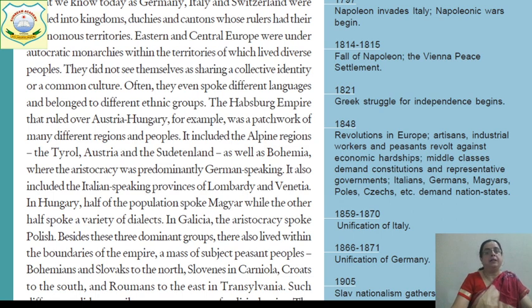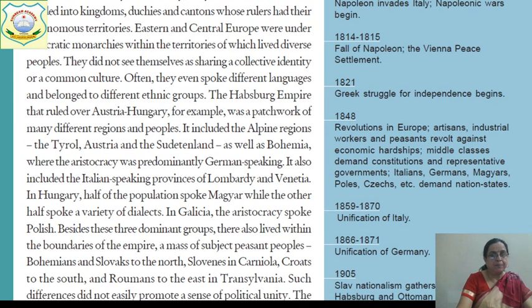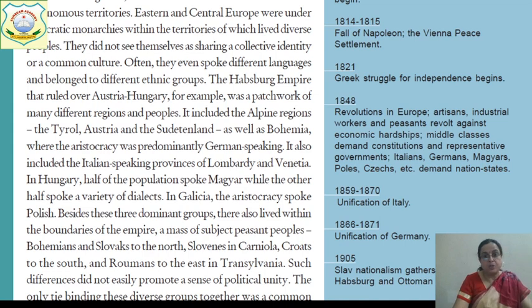It included the Alpine regions, the Tyrol, Austria, and the Sudetenland, as well as Bohemia, where the aristocracy was predominantly German speaking. So in Bohemia, aristocratic people used to speak the German language. It also included the Italian-speaking provinces of Lombardy and Venetia. Then in Hungary, half of the population spoke Magyar, while the other half spoke a variety of dialects, a variety of languages, children.